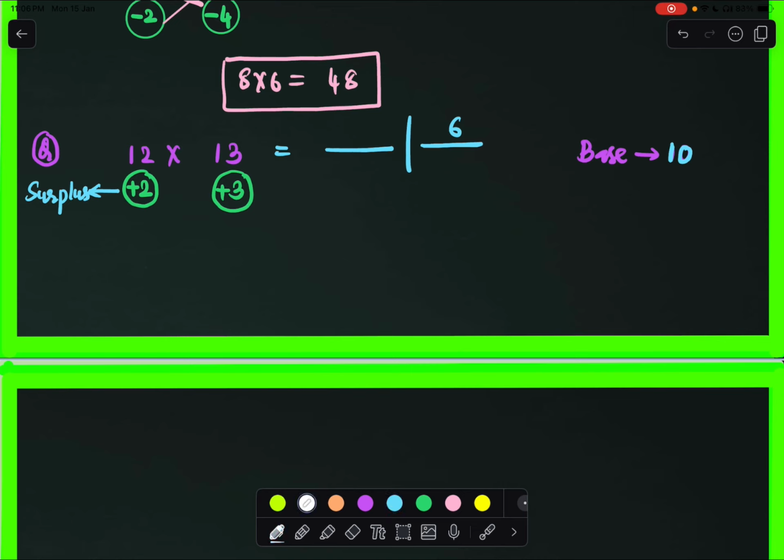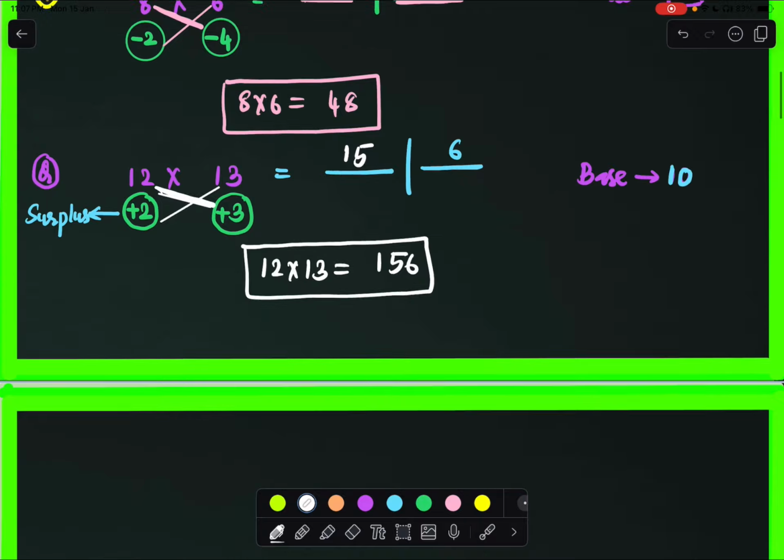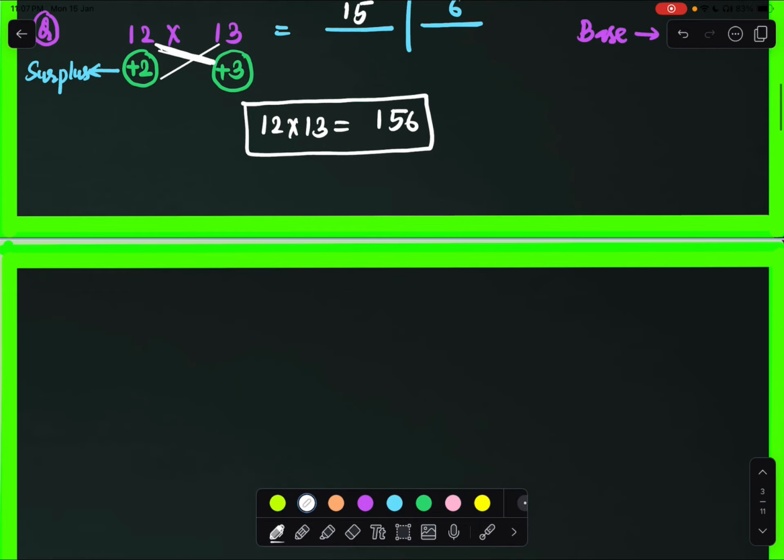And to get the leftmost part, we need to add them diagonally, right? So 12 plus 3 gives 15. 13 plus 2 is also 15. Base plus surplus 1 plus surplus 2 is also 15. Finally, what do I get for 12 times 13? Here I got 156. So 12 times 13 equals 156. In this way we can handle it, right? See one more example.